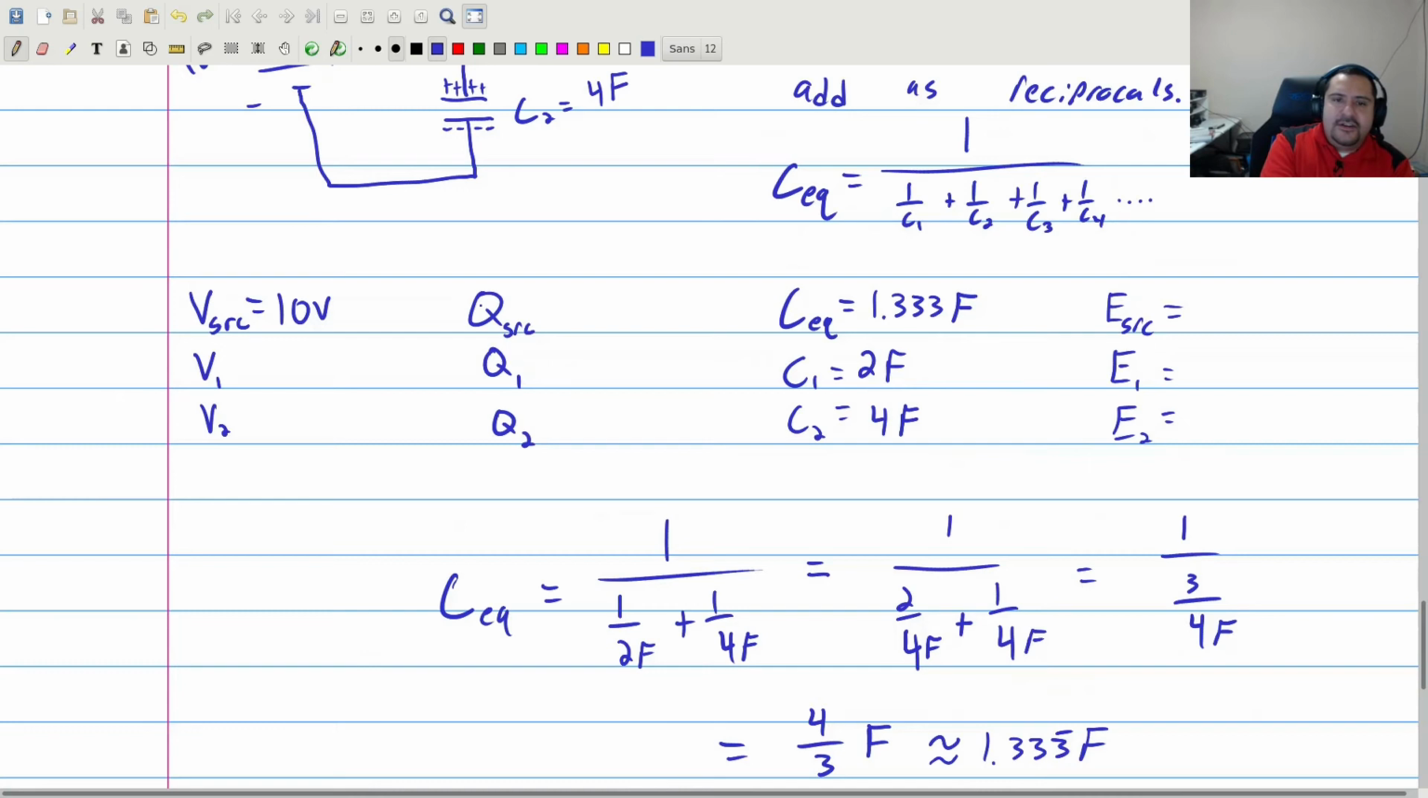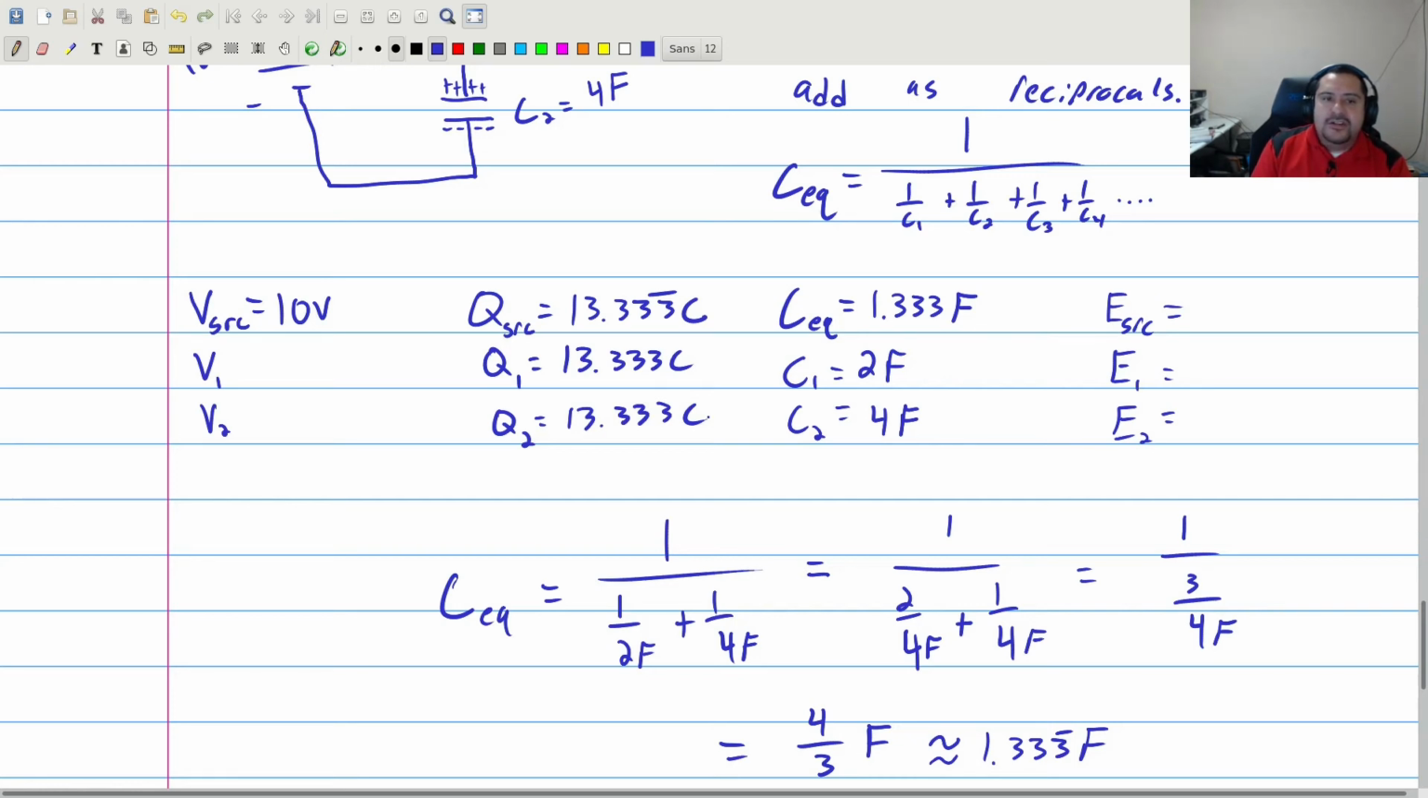So I'm going to go over to Q of the source, and it's going to be 13.333 repeating coulombs. But we know that in a series circuit, these are going to be the same. So all of these are going to be 13.333 coulombs.